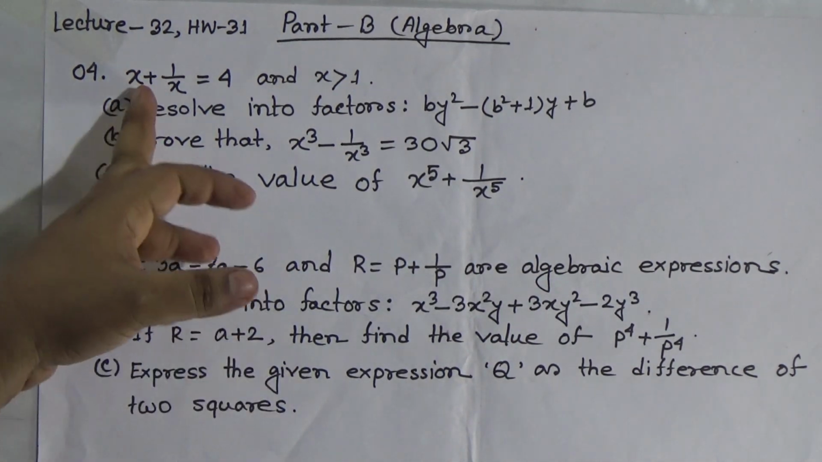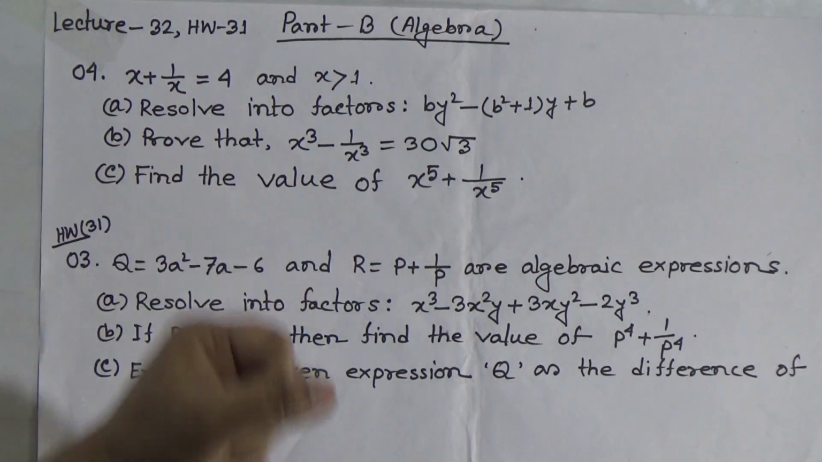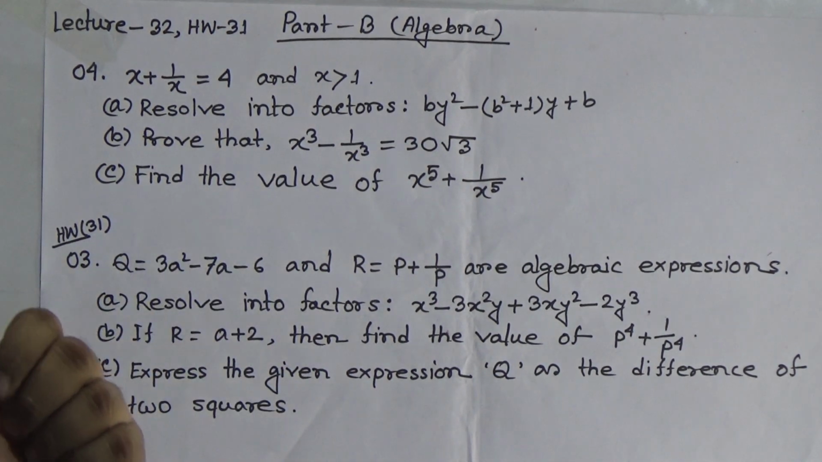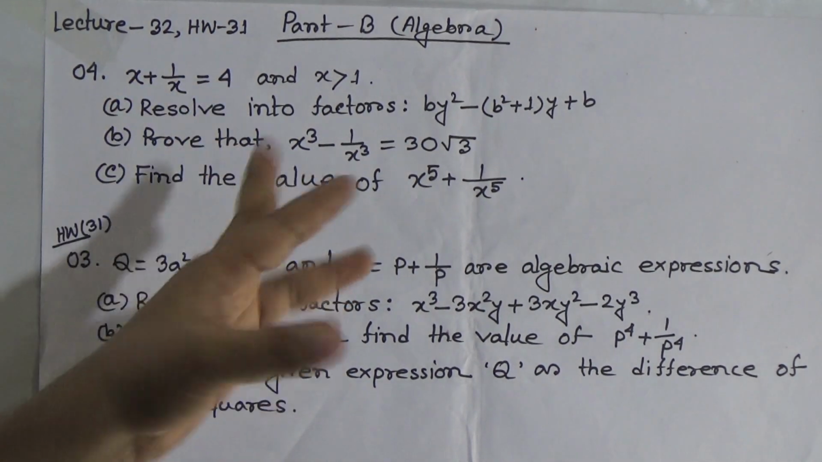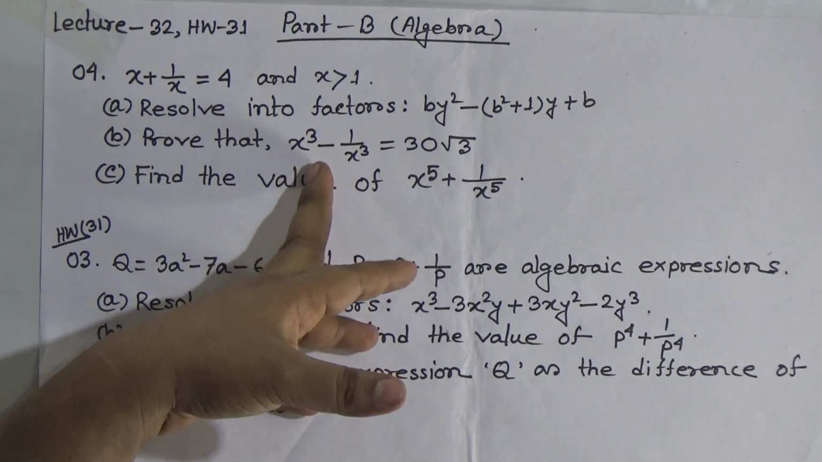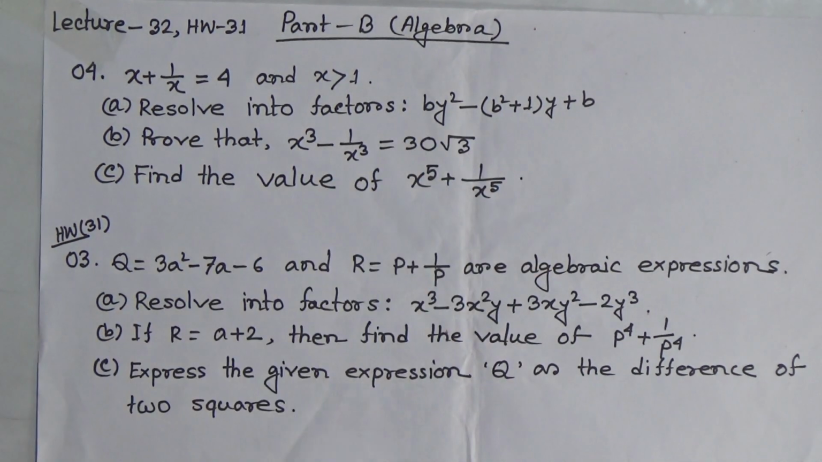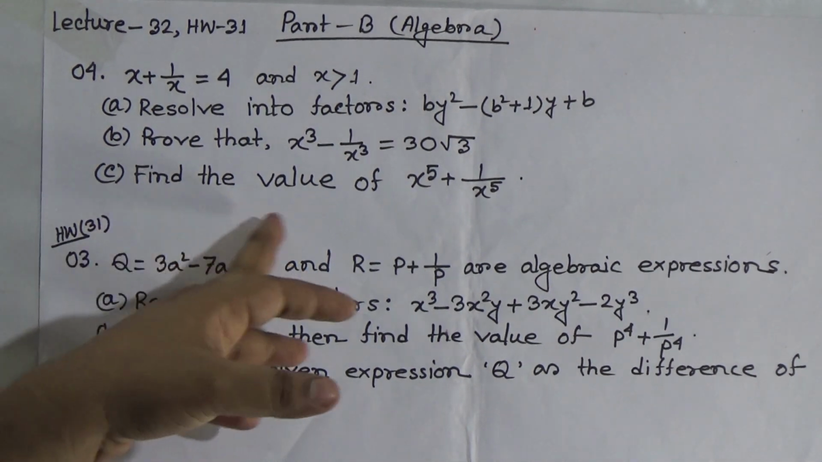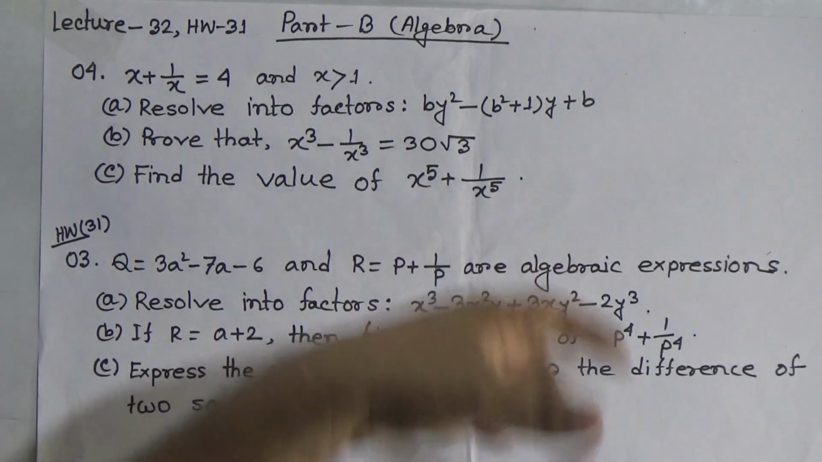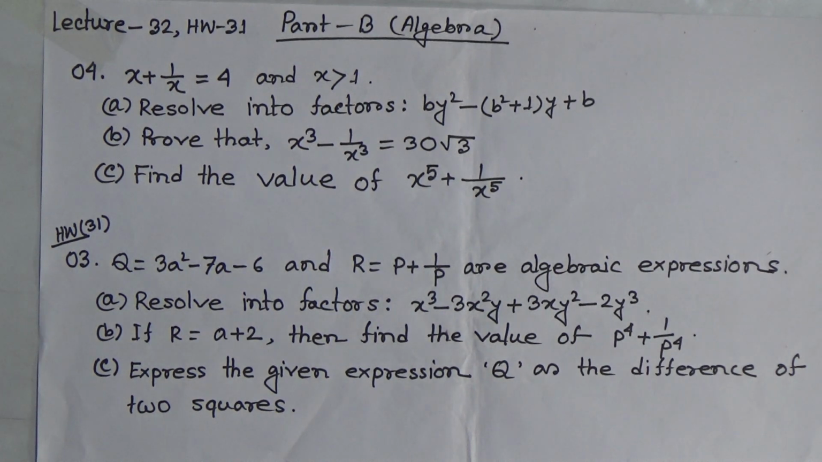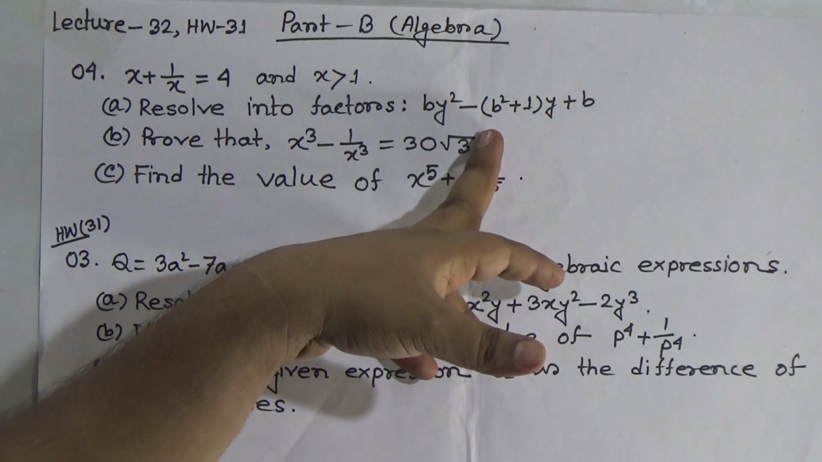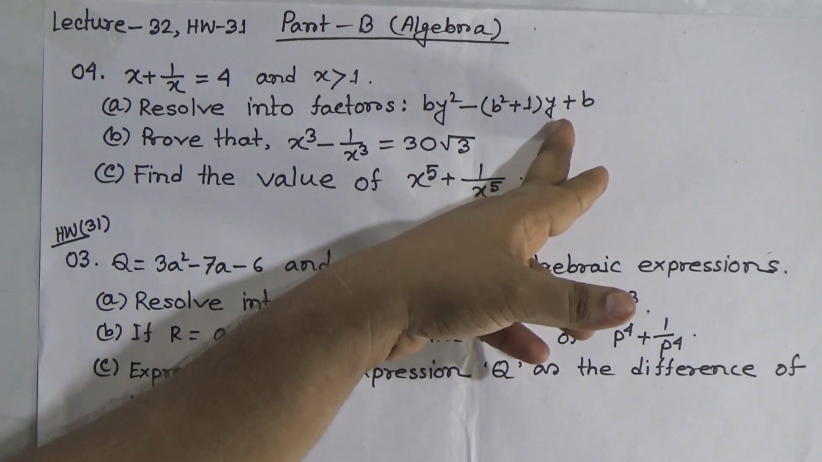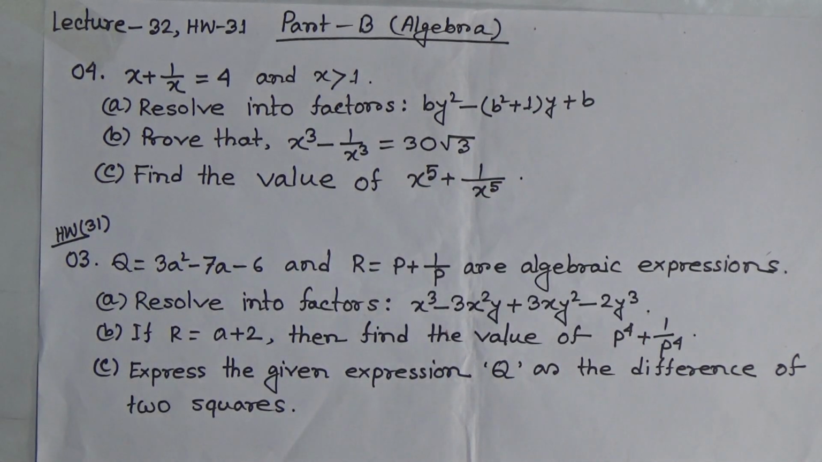By using x plus 1 by x equals 4, we find the value of the left hand side. If the value of the left hand side is 30 root 3, then we can write left hand side equals right hand side. Question number C: find the value of x to the power 5 plus 1 by x to the power 5. First of all we solve question number A, resolve into factors by square minus b square plus 1 into y plus b. So first of all I write question number 4A.